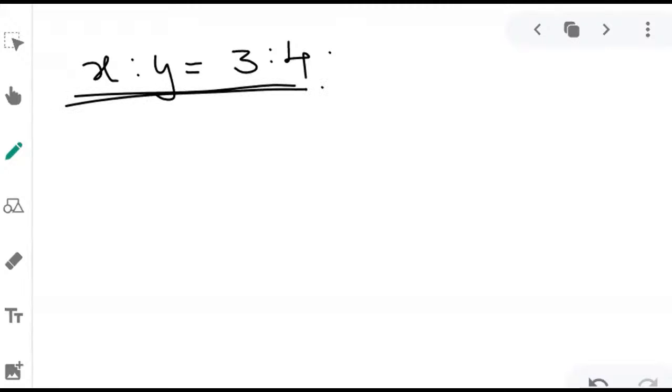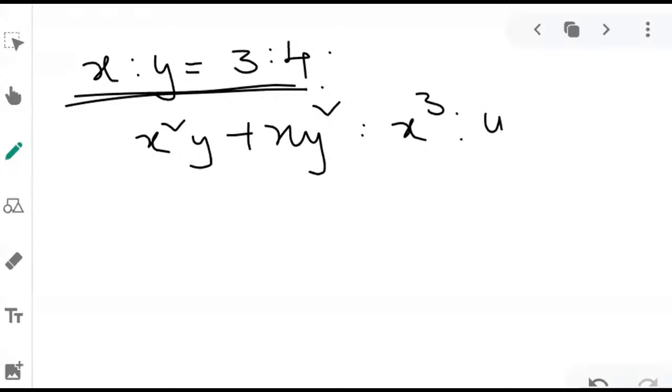Nineteenth, ma'am. Okay. X is to Y equal to 3 is to 4. So X square Y plus XY square is to X cube plus Y cube. You can do this according to today's method, right? Yes, ma'am.